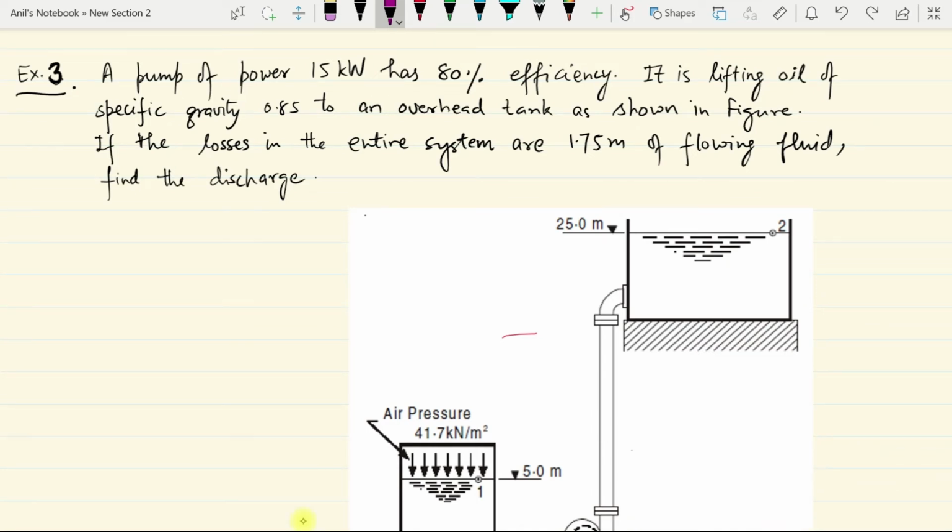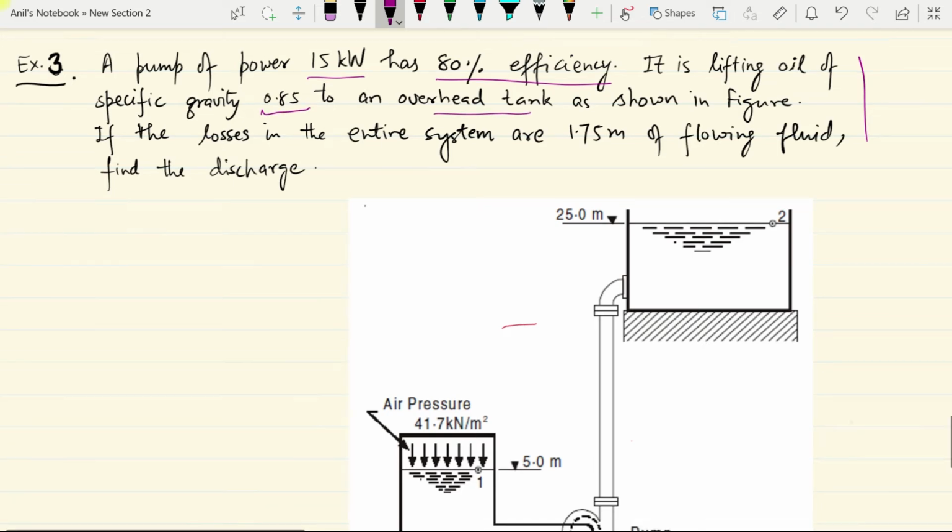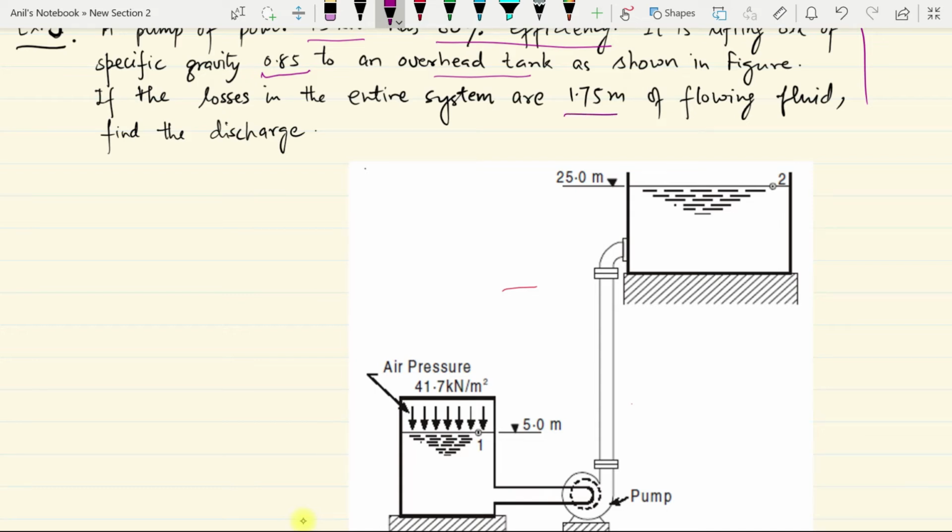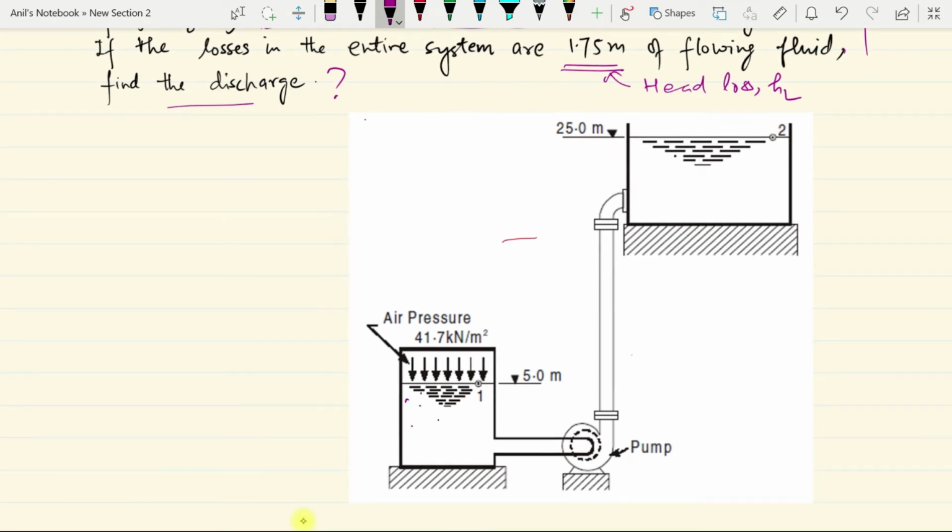The third example that I have taken is this one. A pump of power 15 kilowatt has 80% efficiency. It is lifting oil of specific gravity 0.85 to an overhead tank as shown in the figure. If the losses in the entire system are 1.75 meter of flowing liquid, so that means it is the head loss, HL. So what we have to determine is discharge, find the discharge. Here oil is being lifted up by this pump from this tank to the tank above here.